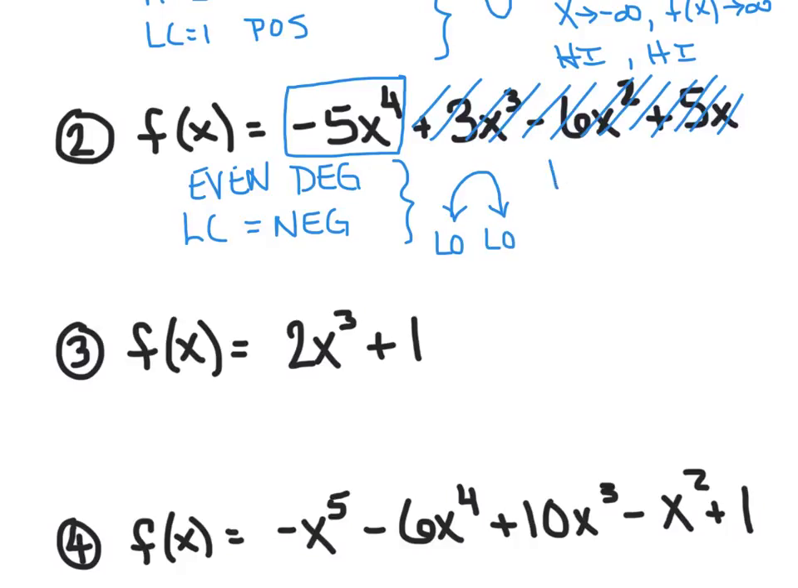So let's say the limit, oh my gosh, I did it again. I'm not using the word limit. As x approaches infinity, which is this side, f of x approaches negative infinity. And as x approaches negative infinity, f of x also approaches negative infinity.